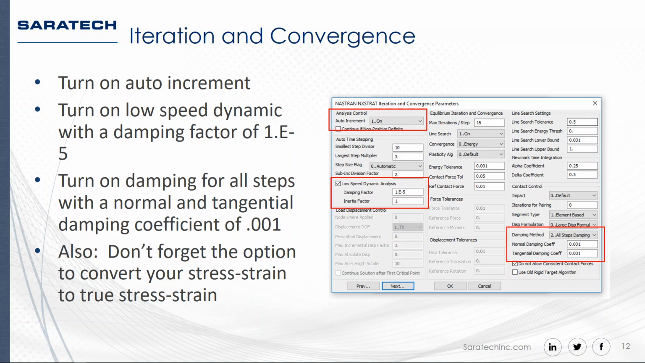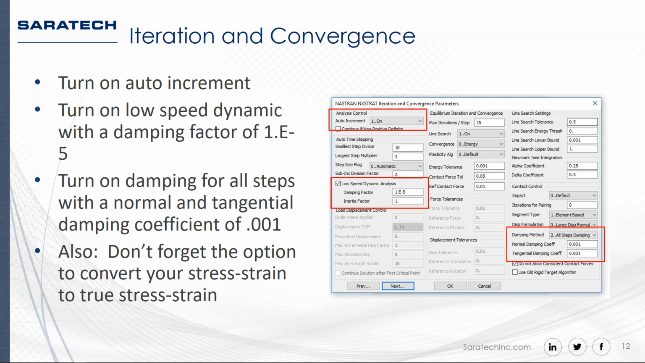Let's talk a little bit about setting up the nonlinear analysis now. So there are a few things we're going to do. We're going to turn on the auto increment. What this does is it lets Nastran adjust the load increment size. So if it's having problems converging, it will divide the load step into smaller steps in order to converge more reliably. We're going to call this a low-speed dynamic analysis with a damping factor.